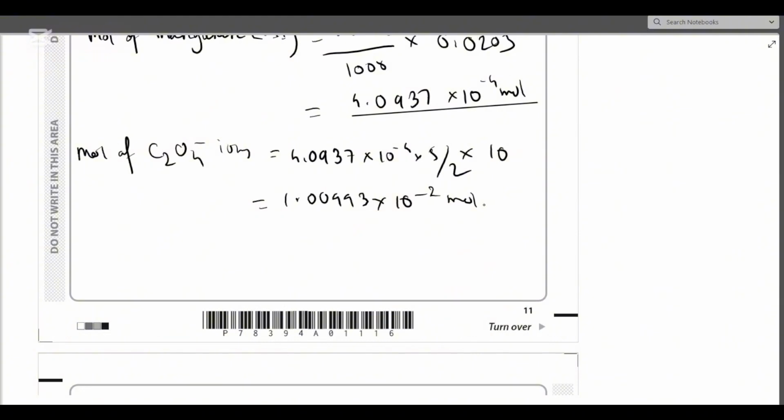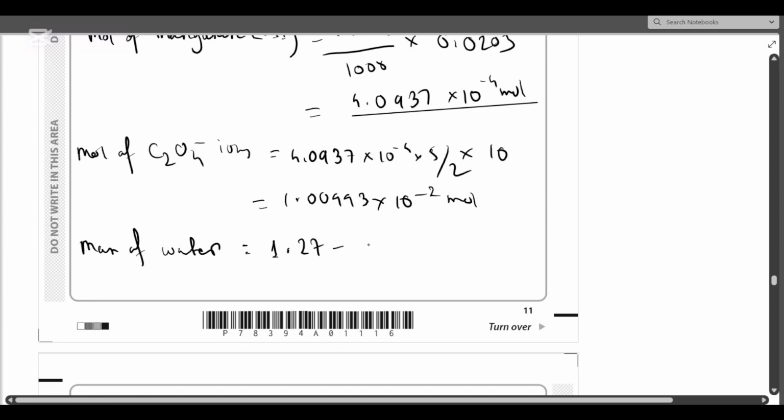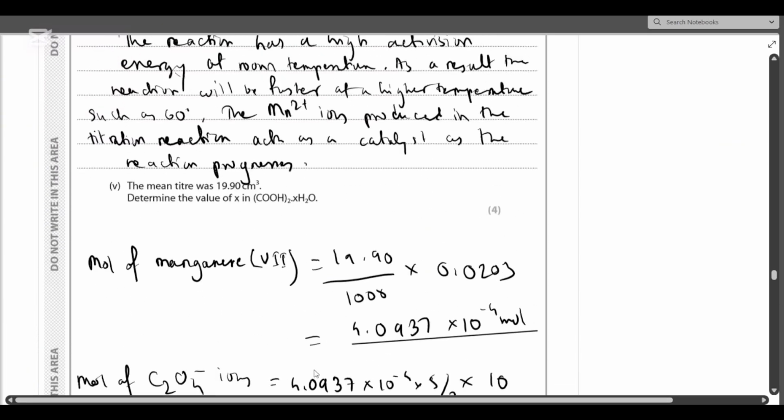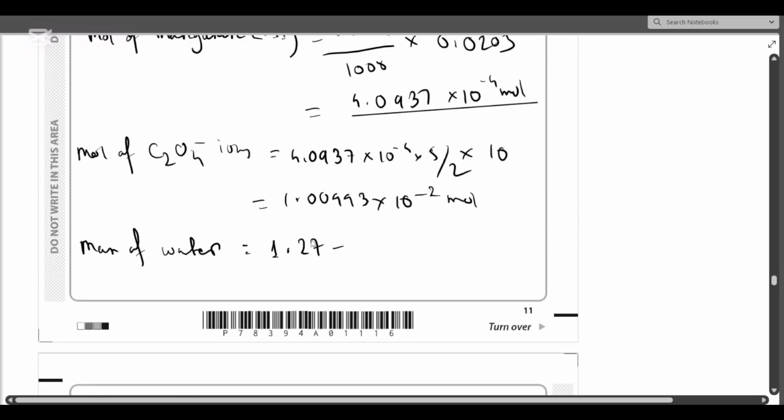The next thing that we're going to do is find the mass of water in the solid, because after you find the mass of water in the solid, we'll be able to find the mole ratio of ethane dioic acid and water, which we can use in order to find the value of X. So for finding the mass of water in the solid, we should be able to omit the mass of the solid, and we can see very clearly that we know the moles of 1.0093 times 10 to the power minus 2.